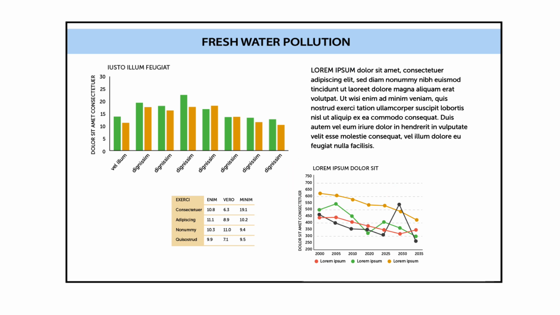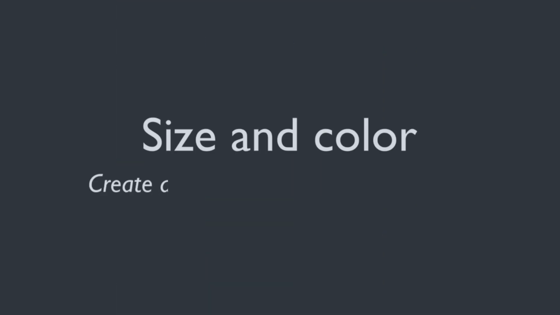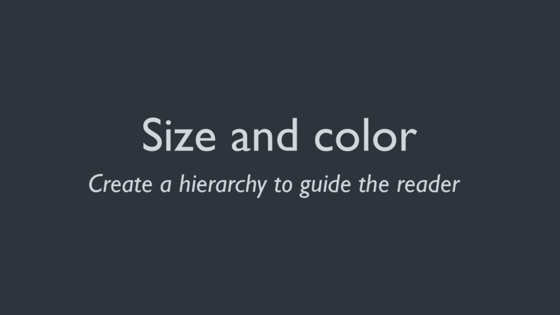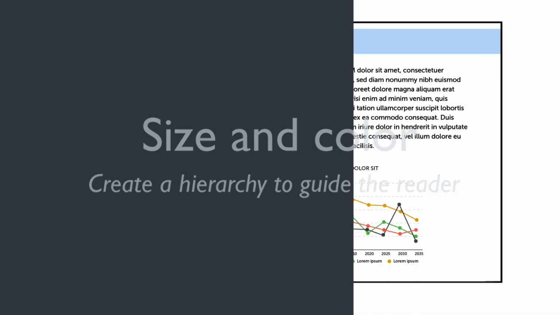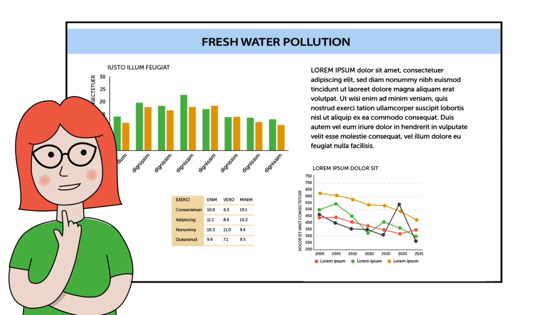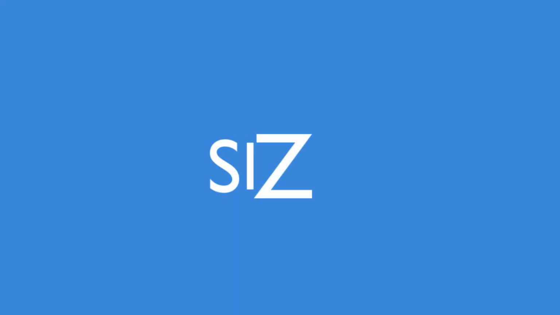This question is obvious when reading, but not so obvious when it comes to graphics. In situations like this, size and color create a hierarchy which guides the reader around the slide. Riley must make the intended reading order obvious. Next, let's examine the significance of size.